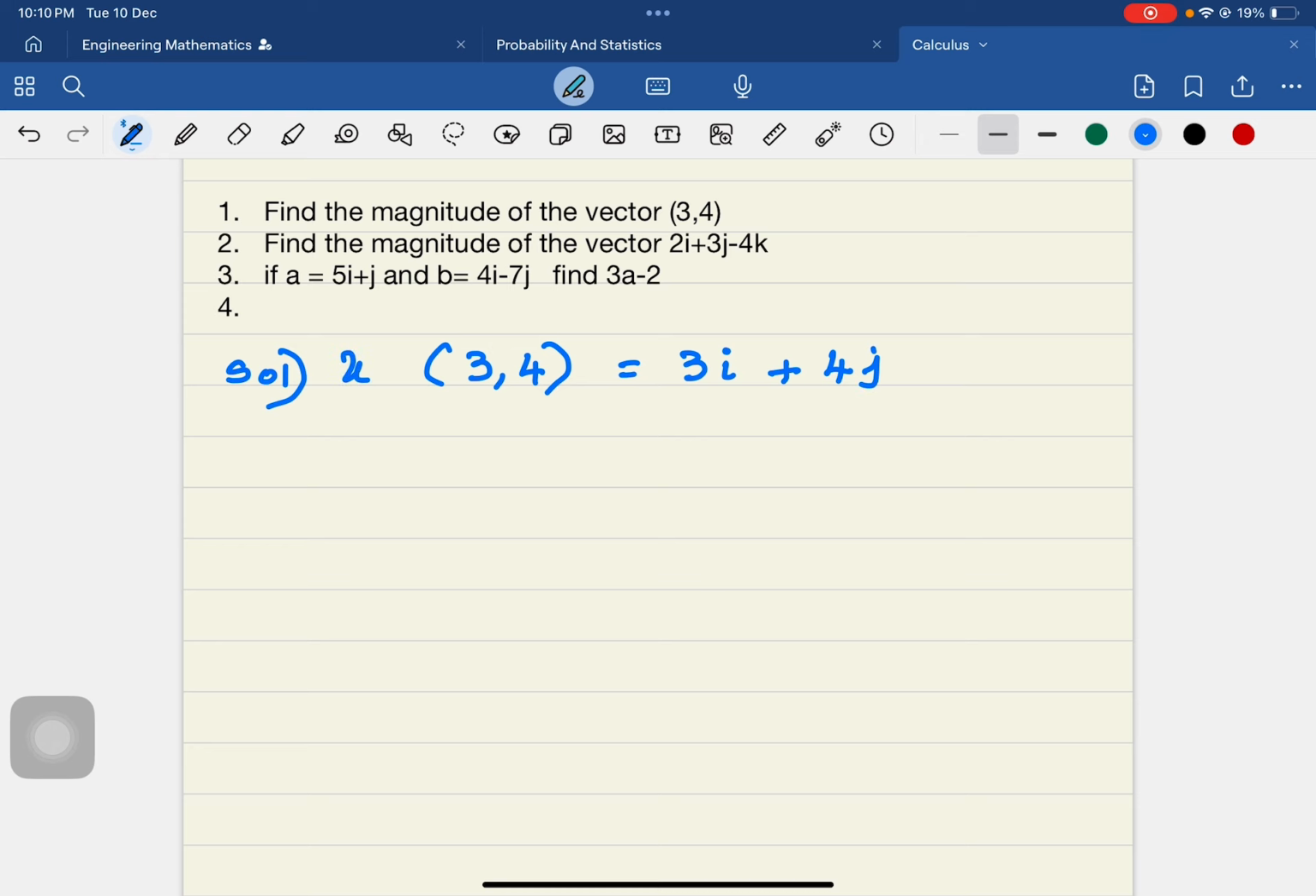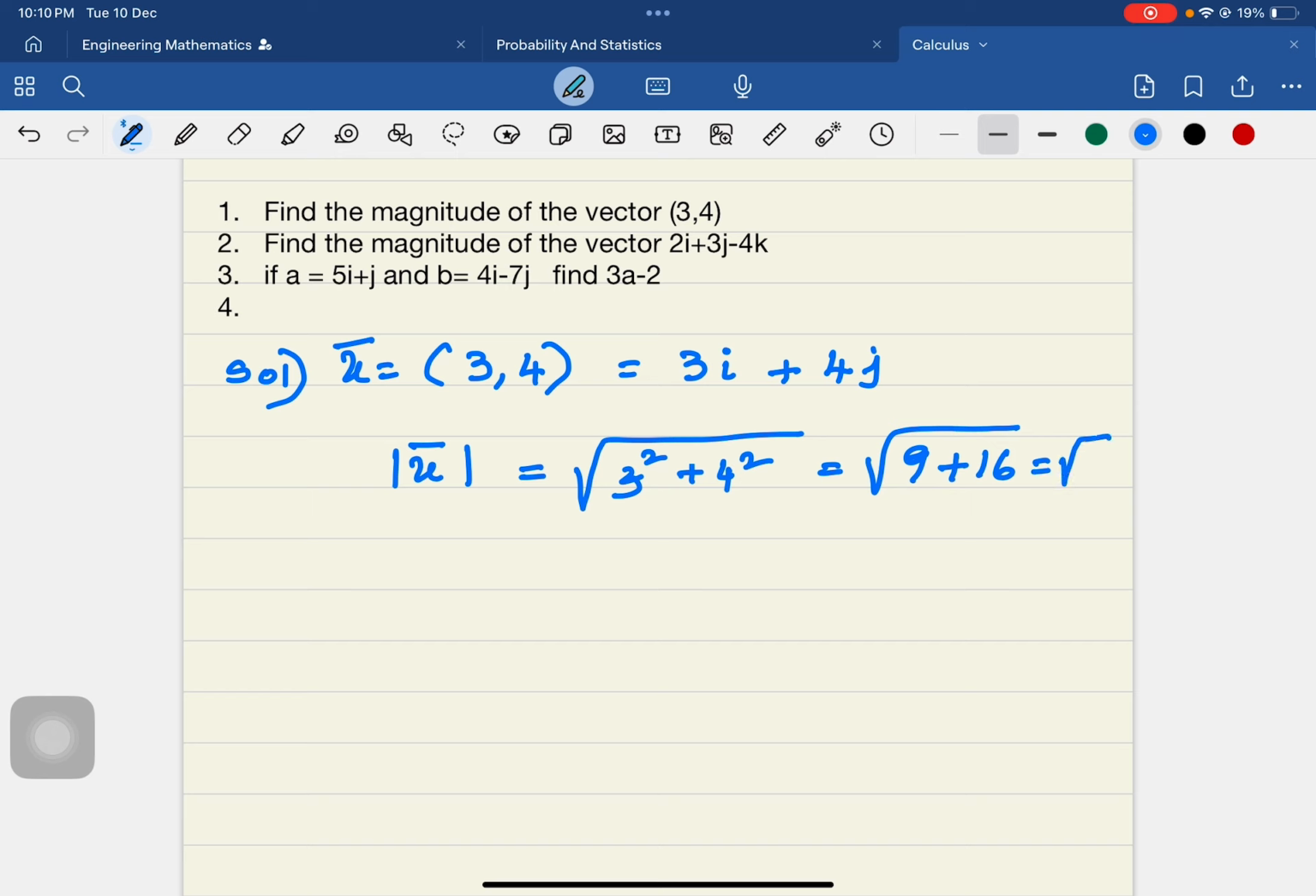So what is the magnitude? Let us consider this as the vector u bar. Then the magnitude, mod u bar, is given by the square root of 3 square plus 4 square. That is 9 plus 16 under root, which is equal to square root of 25, and that is equal to 5. So the magnitude of the vector u is equal to 5.